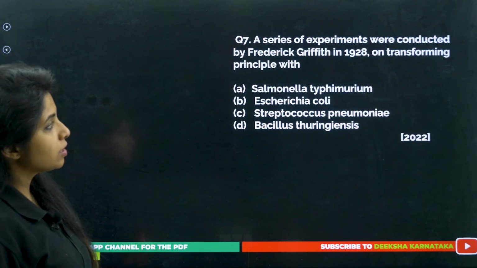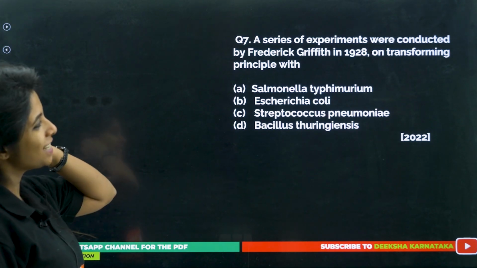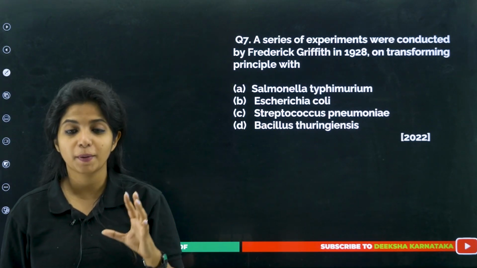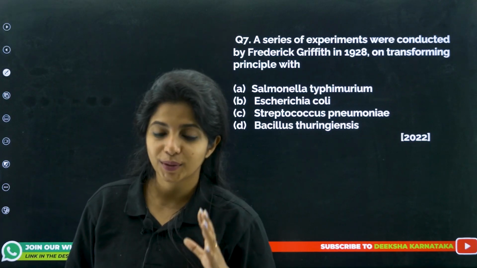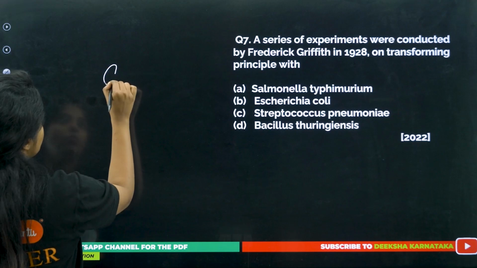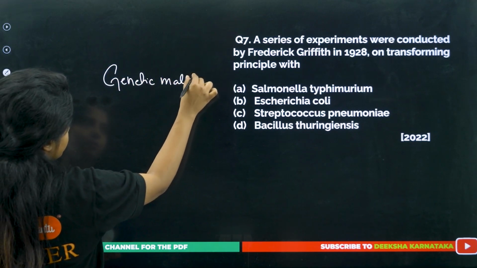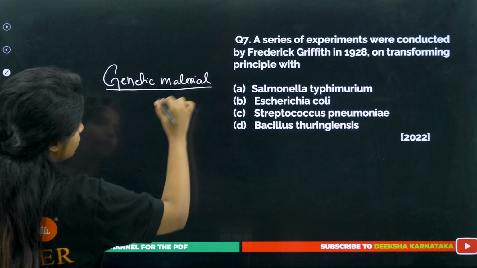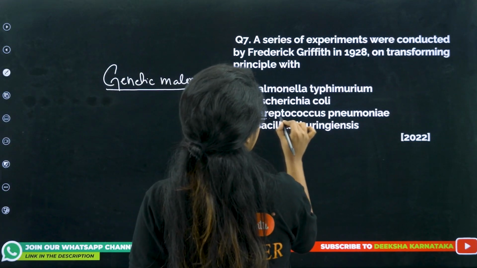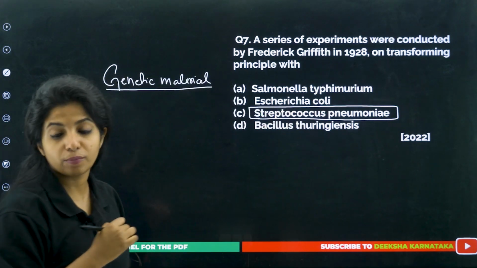Next question. Question number 7. A series of experiments were conducted by Frederick Griffith in 1928 on transforming principle with what? So an experiment was done by Griffith. Frederick Griffith, I told you, was the first guy who said that he wanted to find what exactly is the genetic material, my dear children. So he went on trying to understand this with the help of Streptococcus pneumoniae.